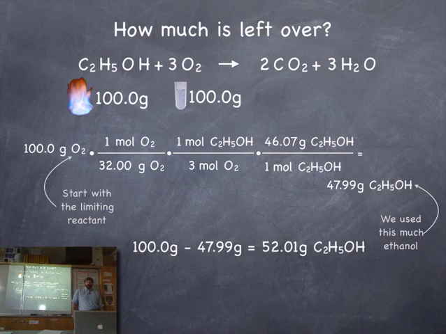Okay? So limiting reactant problems are just expansions on stoichiometry problems where you have to figure out which one of the things you run out of first. That's all you have to do. You have to figure out which one you run out of first, which one is the limiting reactant. Then base your calculations on that limiting reactant.